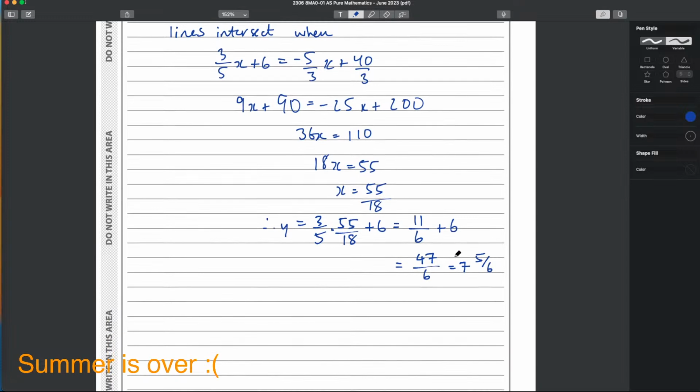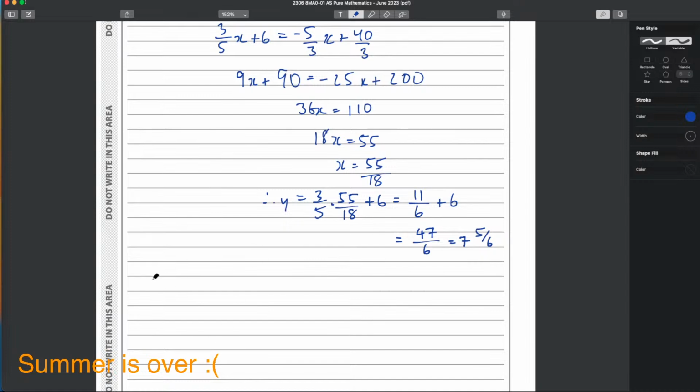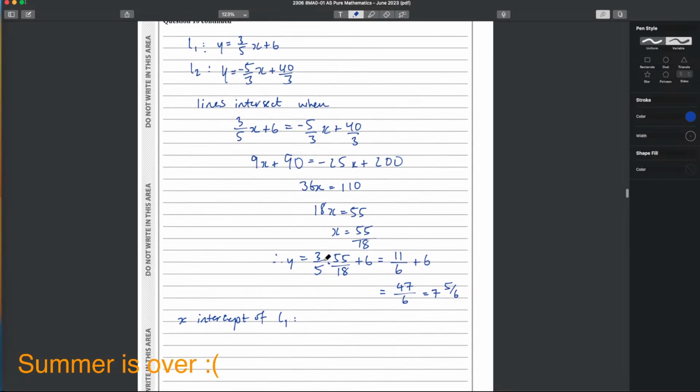Okay, so that's the height. Then we want the x-intercept of L1, when 3 on 5x plus 6 equals 0. So then 3x plus 30 equals 0. So x equals -10.